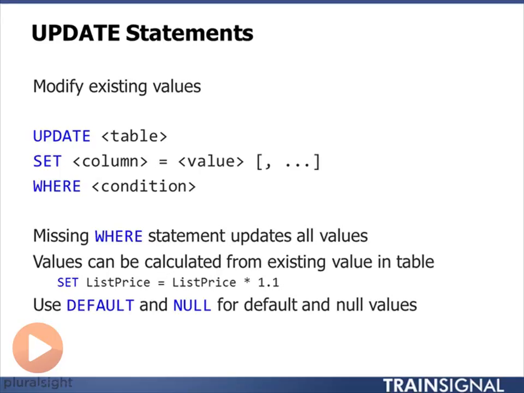You'll also notice that values could be calculated from existing values in the table. So if we wanted to maybe do a 10% increase in prices, then we could say set list price equal to list price times 1.1, and that would then do a 10% increase. And we also do have the ability for default and null values if we want to do defaults and nulls.